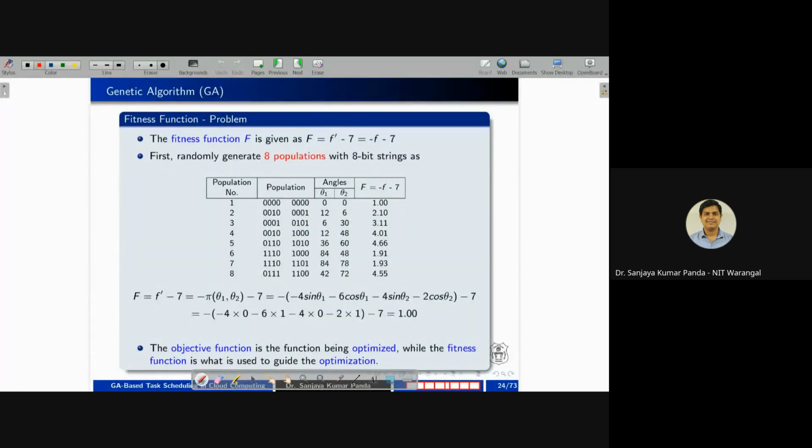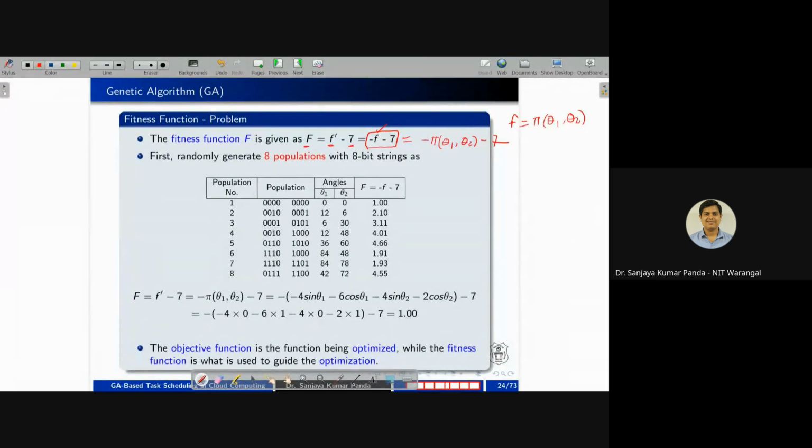Now, if you go for the fitness function f, earlier I said objective function. The objective function is f equal to pi of theta 1 comma theta 2. The objective function may be the same as the fitness function, or it may be different also. In this case, I took it differently. So what is the fitness function? The fitness function says f equals f dash minus 7, where f is our objective function. f dash is nothing but minus of f. So I can write minus of pi of theta 1 comma theta 2, minus 7. This is your fitness function.